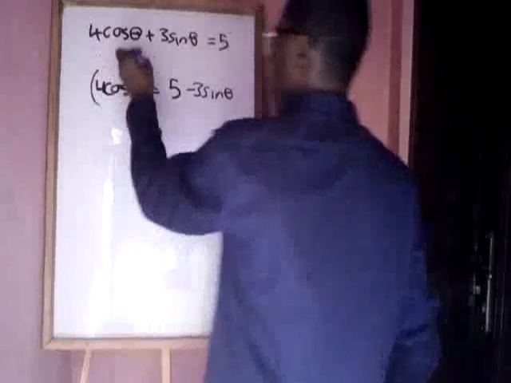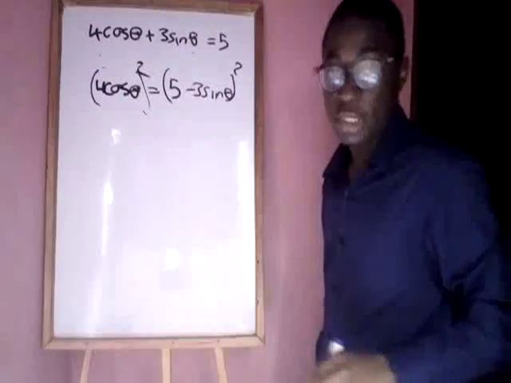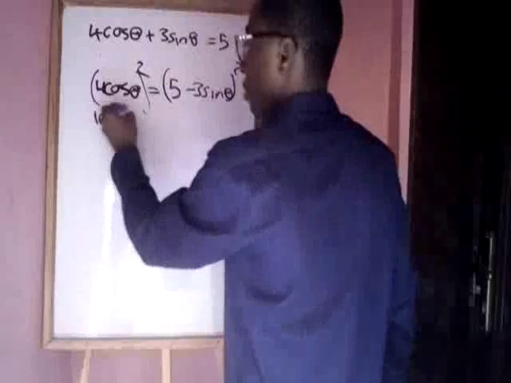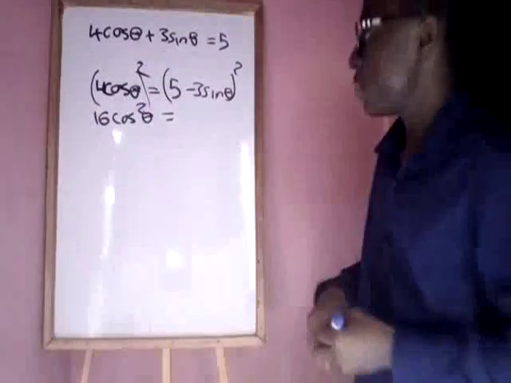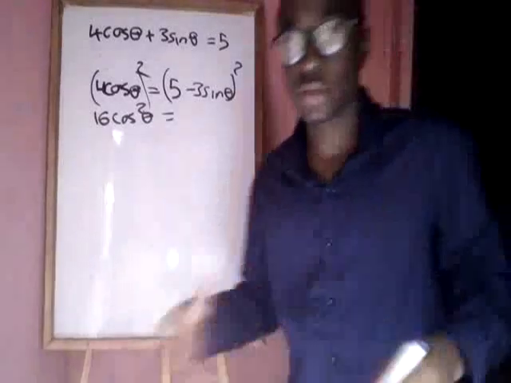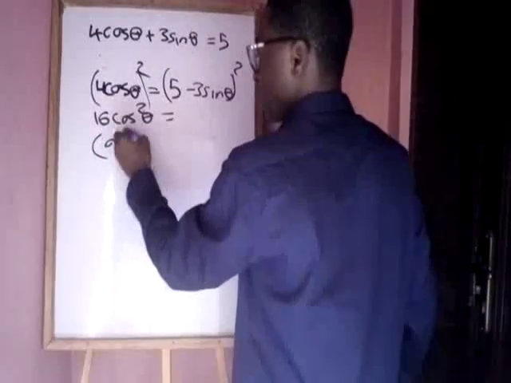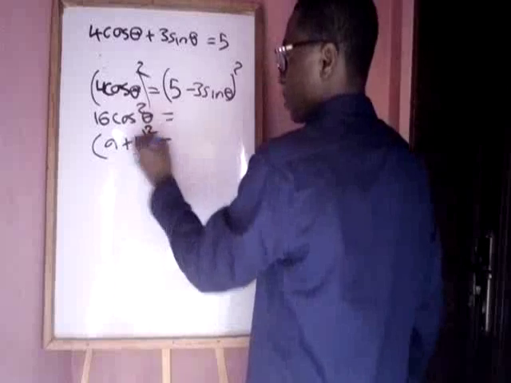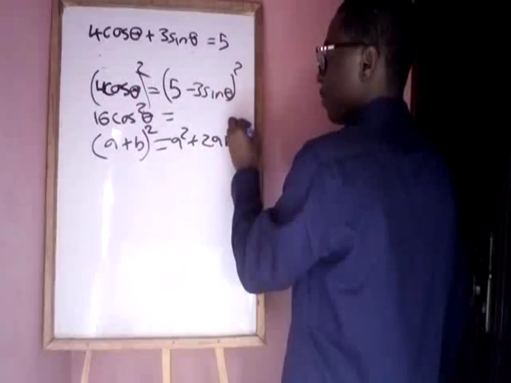So let's square this side and square the right side. The square of 4 cos theta is equal to what? 16 cos squared theta. And then that's equal to, now if you square this side, you remember the square of a sum: a plus b squared will be a squared plus 2ab plus b squared. I hope you haven't forgotten that.